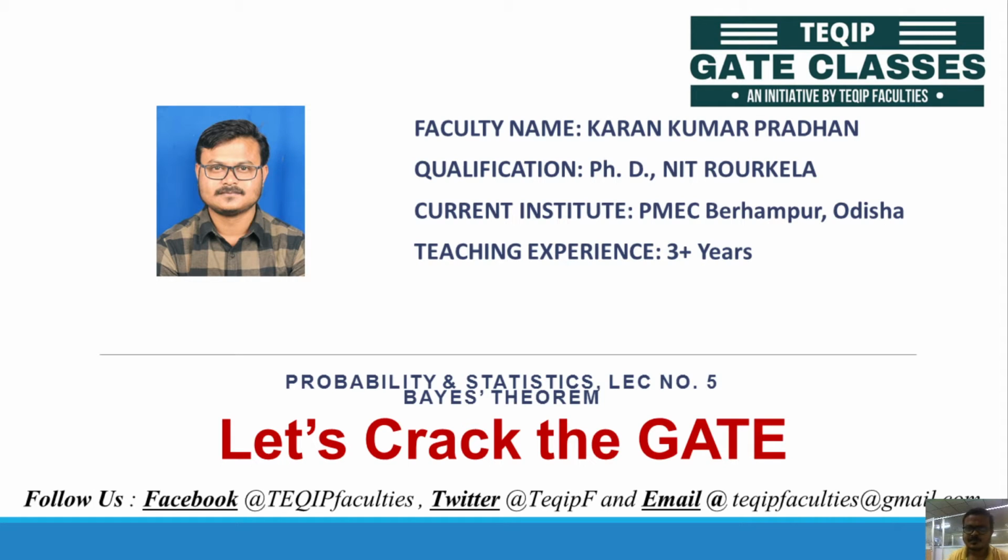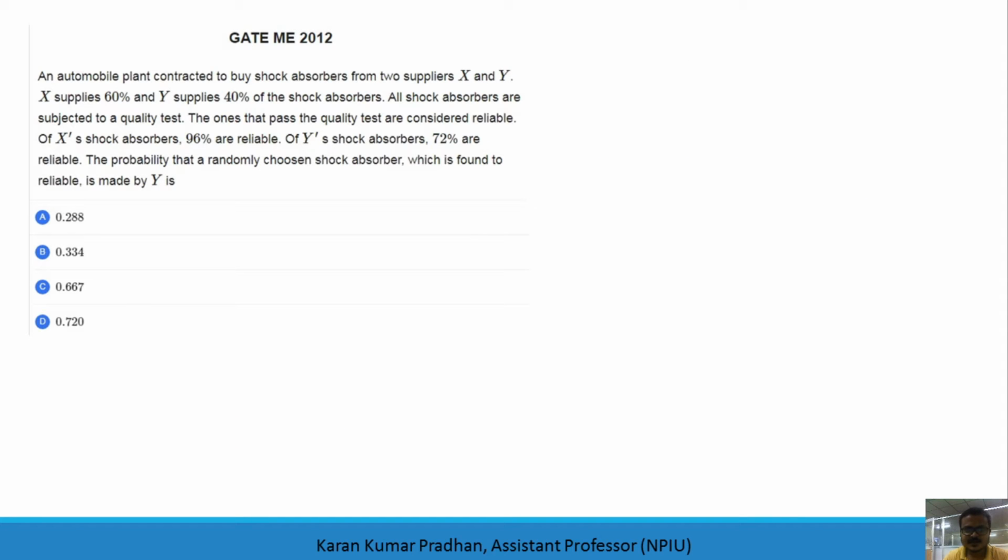Before proceeding to the statement of the theorem, I'll go for a problem directly, and here I'm going to show how Bayes theorem is used in this kind of problem. That means I'm going to give you the problem structure first, then we'll move to the proof or the statement of Bayes theorem. So you look at this question.